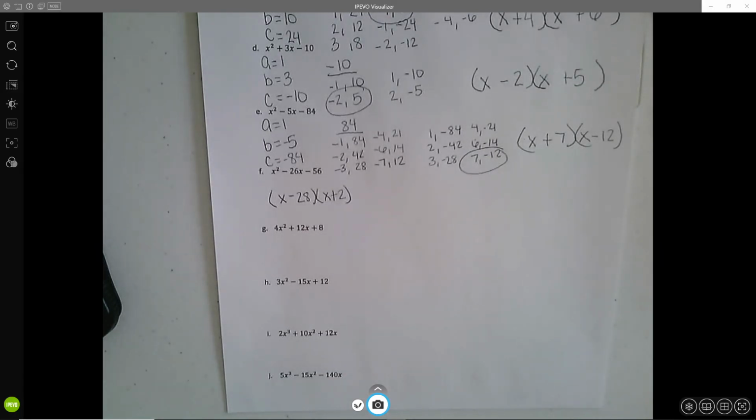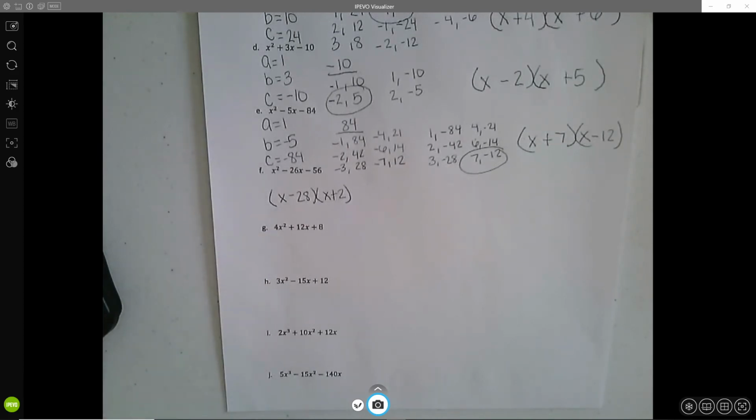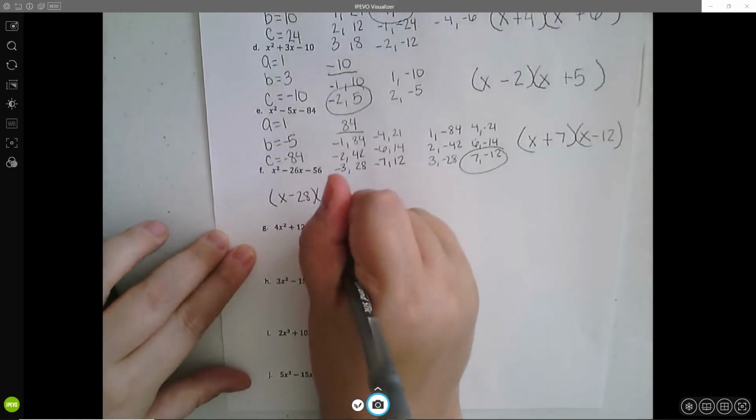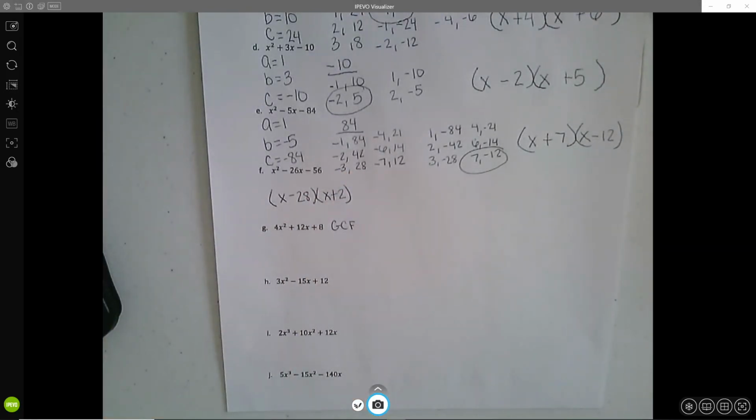So, looking here at this for G. Okay, going back to talking about GCFs. You're looking for, do they all have a number that they can divide out? And do they have any variable? Well, for right now, I'm going to tell you the number GCF is going to be simple.